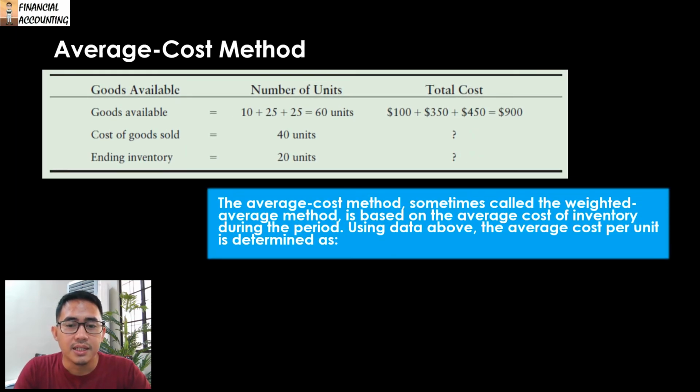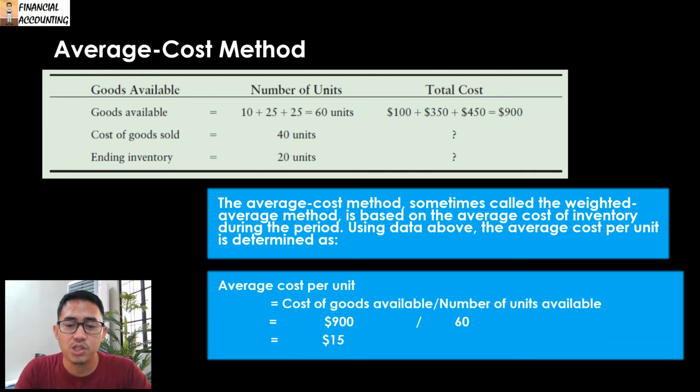Okay, so the average cost method, sometimes called the weighted average method, is based on the average cost of inventory during the period. Using the data above, the average cost method is determined as follows. We have here the cost of goods available, in this case $900, divided by the number of units available, in this case 60 units, and you'll be able to arrive at the average unit cost of $15.